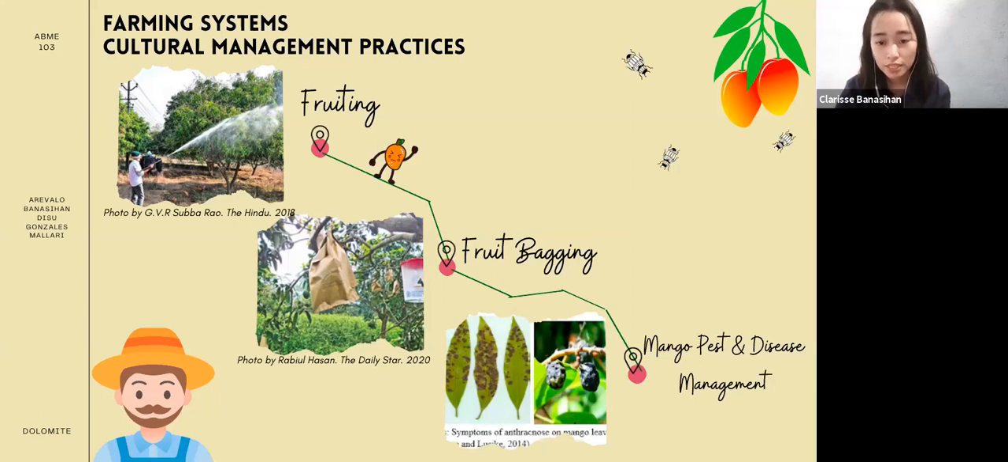And the third one is mango pest and disease management. Mango suffers from multiple diseases at all stages of its life. And currently, fruit fly infestation is the major problem of mango producers. Mango fruit should be bagged at 40 days after flowering induction or sprayed with insecticide for 55 days. Some mango growers use alternatives to avoid fruit fly infestation, such as mouse glue traps beside the mango fruits.